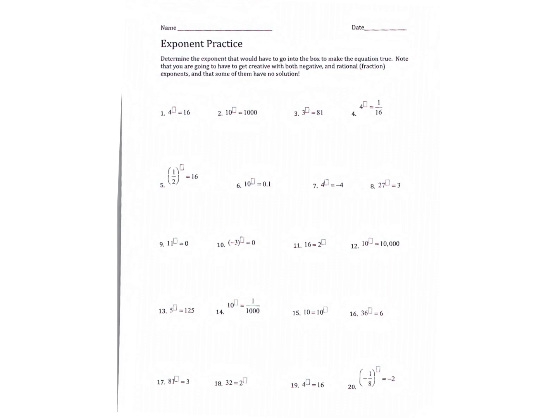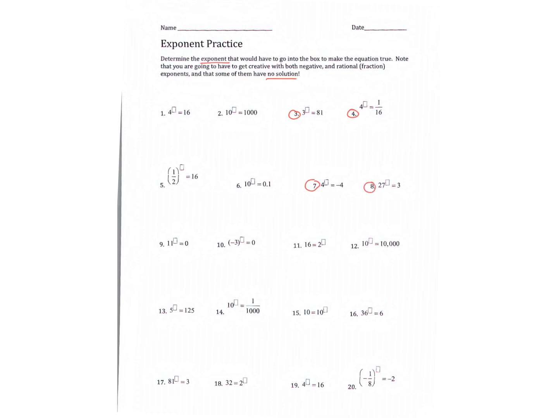So let's take a look at what is assigned. Let's go through and do a few of these problems. Let's take a look at the directions. It says to determine the missing exponent that would go in the box to make the equation true. So we're going to have to use negative, possibly rational or fractional exponents, and then it does say that some of them might have no solution. So let's take a look at 3, 4, 7, and 8 together.